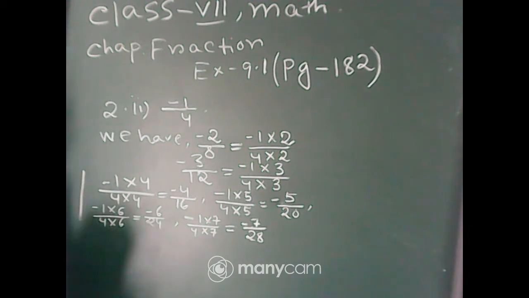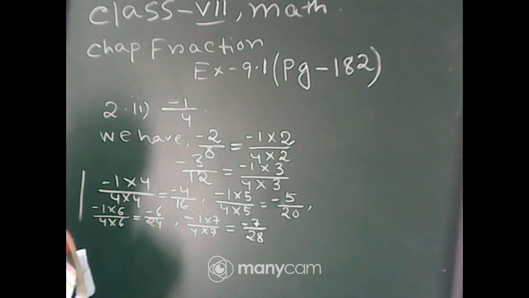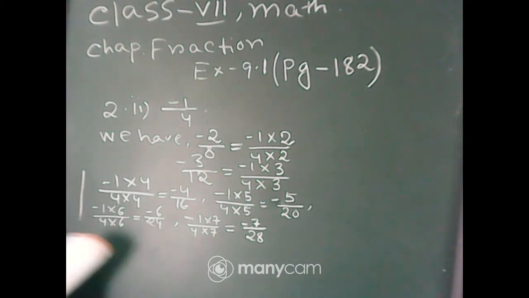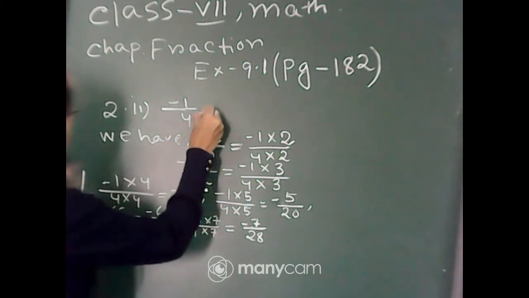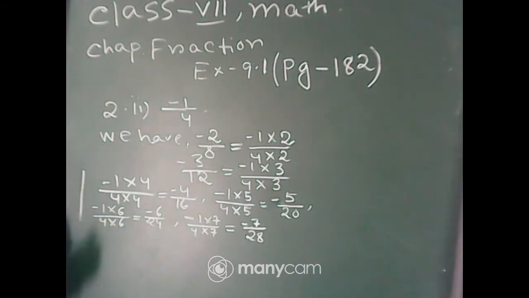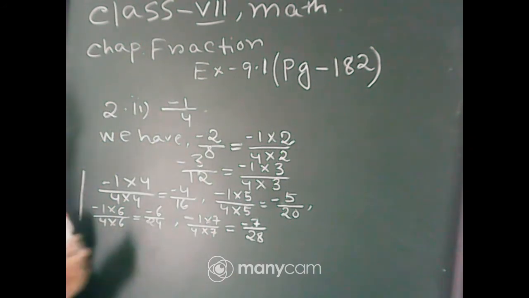Clear? Up to this portion, any problem? If you have any doubt, then you can ask me. Again I repeat, here the first given rational number is minus 1 by 4, and the second given rational number is minus 2 by 8.